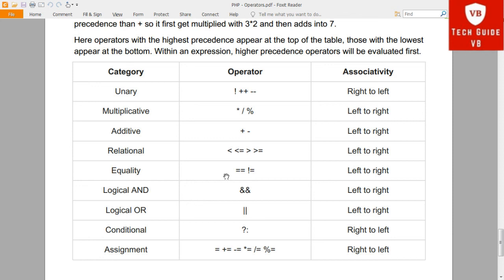So this is the video on PHP operators. Operators are simple, I know, but it is very important to understand their operations and their precedence.